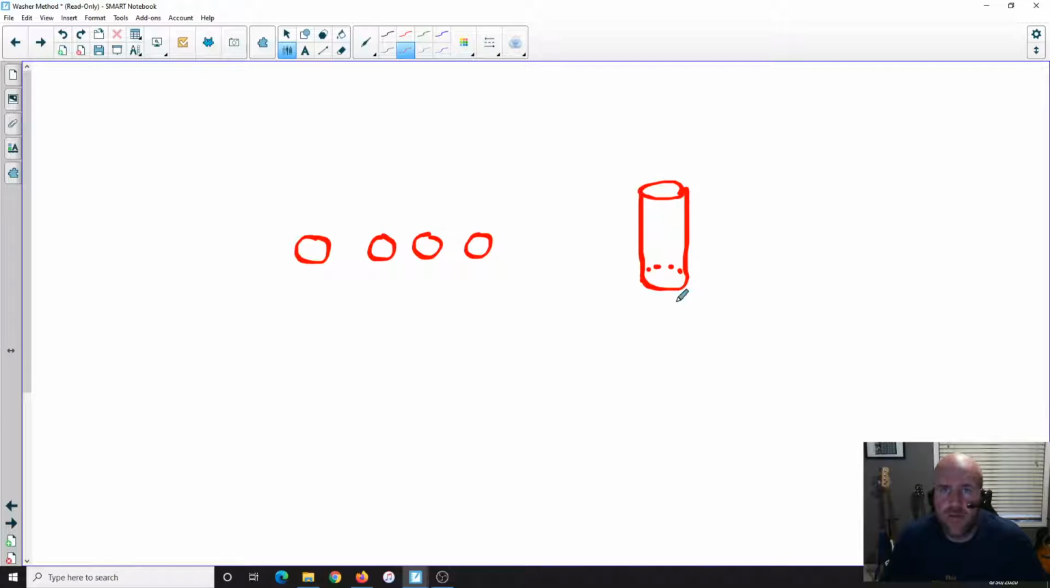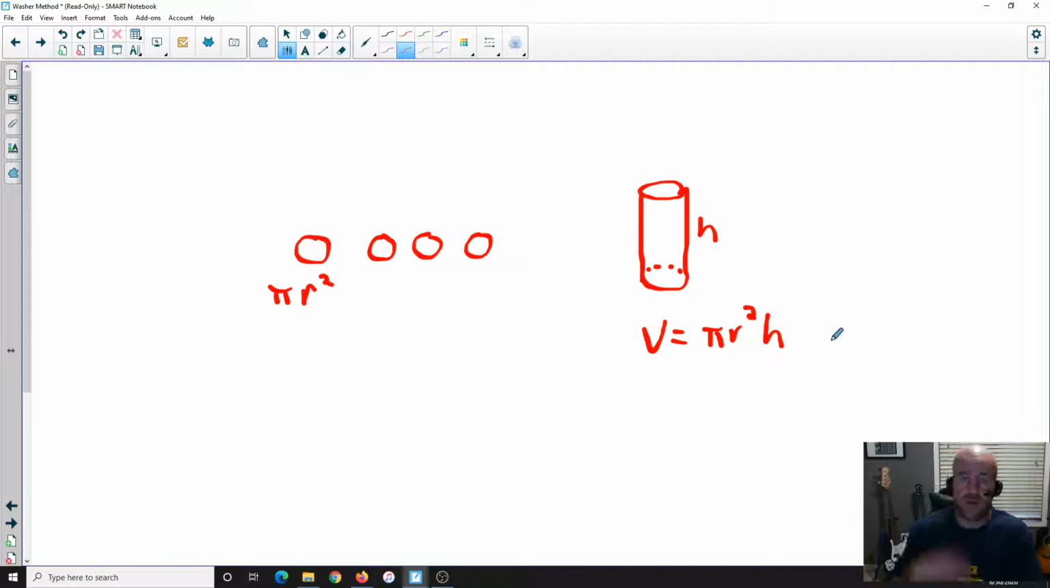So how would I find the volume of the cylinder? Think back to geometry. First thing we need to know is how to find the area of a circle. We should all know that that is going to be pi r squared. And if I'm taking the same circle, stacking it on top of each other over a certain height, that's how I find the volume of the cylinder. So volume of the cylinder is going to be pi r squared times the height. Okay, so let's keep that in mind.